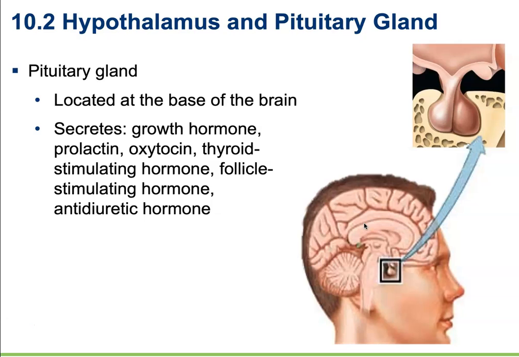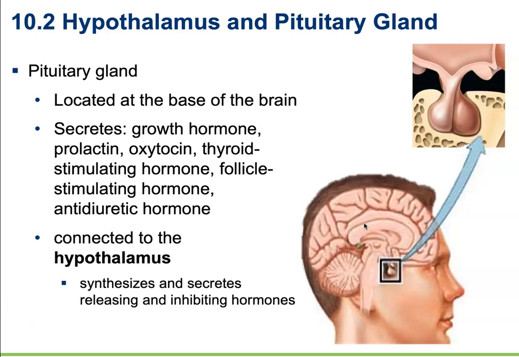It's going to consist of 2 lobes, an anterior lobe and a posterior lobe. The anterior lobe is going to be the circulatory connection to the hypothalamus, and the posterior is going to have the neural connection to the hypothalamus. The anterior pituitary is connected to the hypothalamus, which synthesizes and secretes releasing and inhibiting hormones. So releasing hormones stimulate hormone secretion by the anterior pituitary. Inhibiting hormones, interestingly enough, inhibit hormone secretion by the anterior pituitary. So basically, it's going to regulate the hypothalamus.